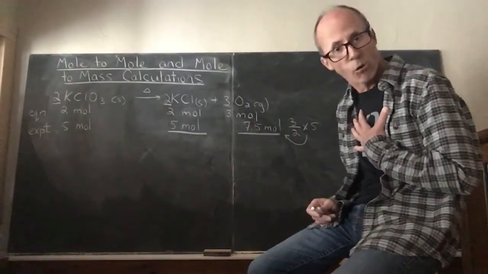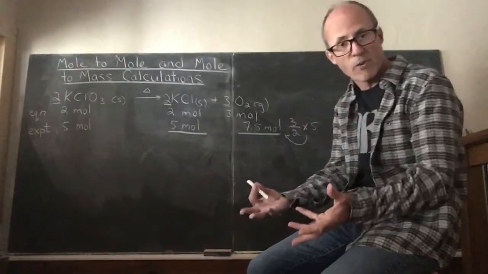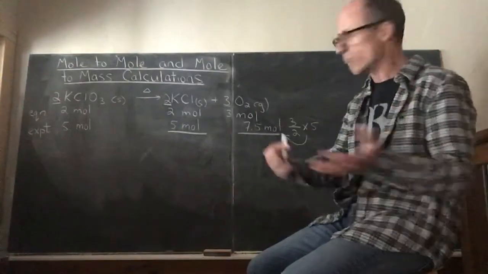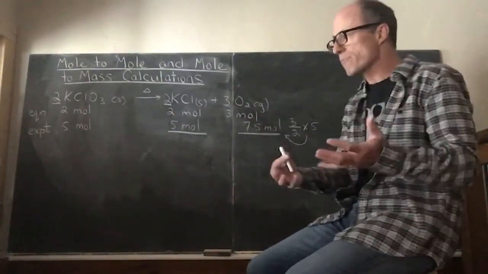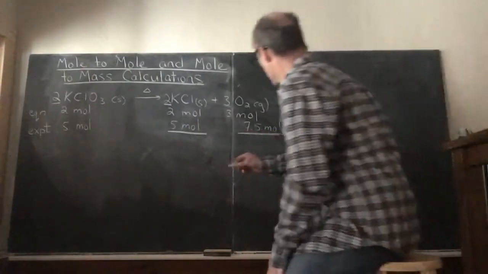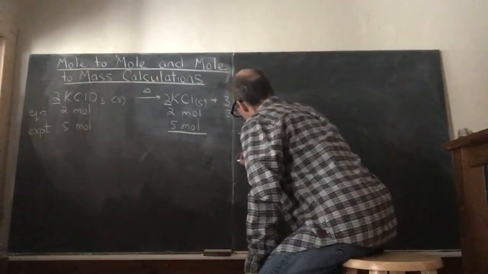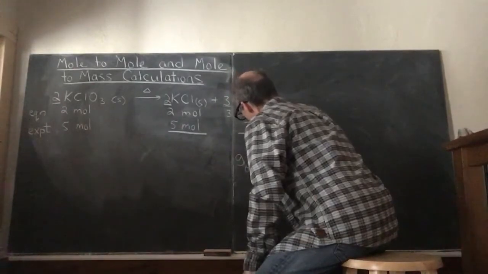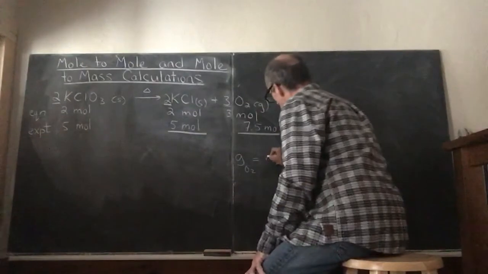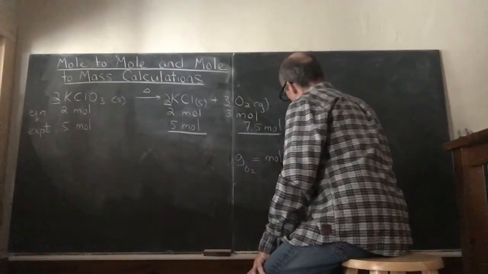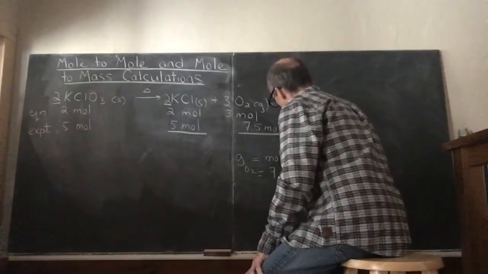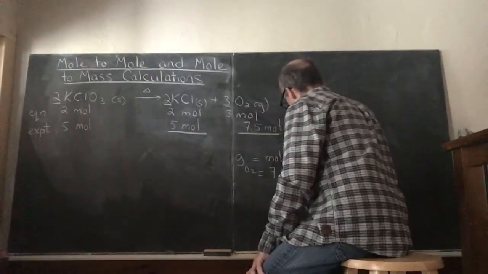Now, this isn't much use to a chemist because we don't have balances in our storage room that weigh moles. We have to weigh grams. So remember from before, we went from grams to moles and moles to grams. Well, now we're going back from moles to grams. So simply enough, the mass of the oxygen, if we were to ask this question, that you would produce in this case is equal to the moles times the molar mass. And we just figured out that there's 7.5 moles of oxygen here.